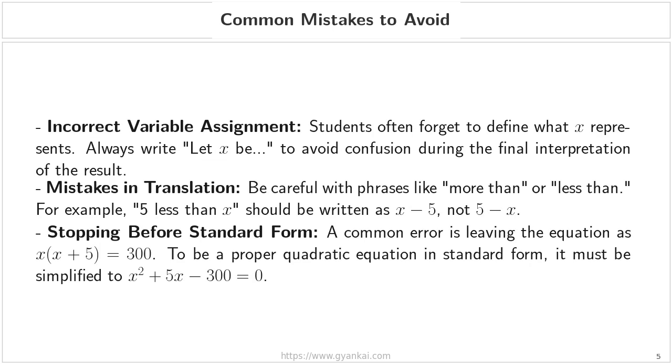Third, do not stop your work too early. A frequent error I see is students leaving their equation in a factored or unexpanded state, such as x multiplied by the quantity x plus 5 equals 300. While this shows the relationship, it is not yet a proper quadratic equation. To complete the modeling process, you must expand the brackets and move all terms to one side so that the equation equals 0, resulting in x squared plus 5x minus 300 equals 0.